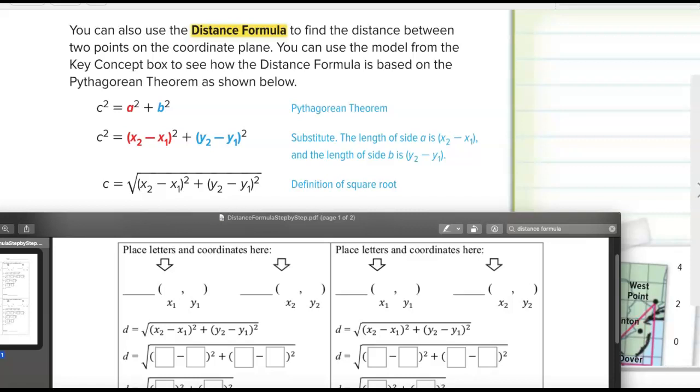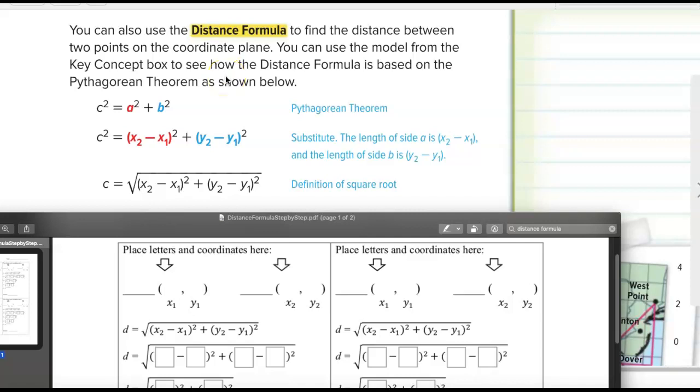Okay, so up top, at the top of that page on 433, it's just talking about what we already did. You can use the distance formula to find the distance between 2 points on a coordinate plane. You can use the model from the key concept, which is on the other page, to see how the distance formula is used based on the Pythagorean theorem. So our a squared plus b squared equals c squared is still true, but this time instead of a, we're saying the change in our x's, so x2 minus x1, and then our change in y's, which is y2 minus y1. Everything else stays the same, and then you get c by yourself by taking the square root of it.